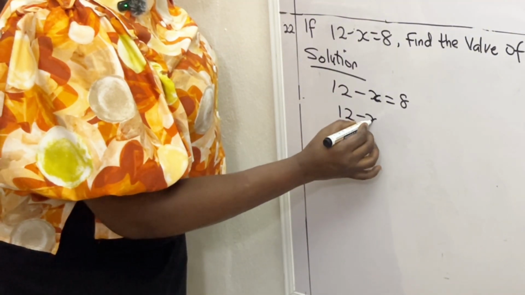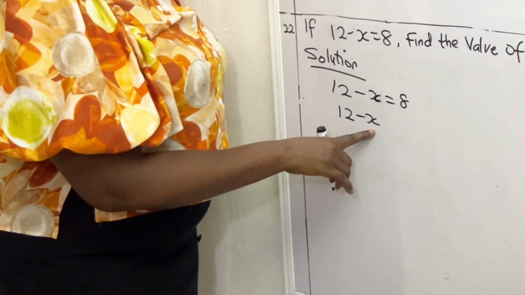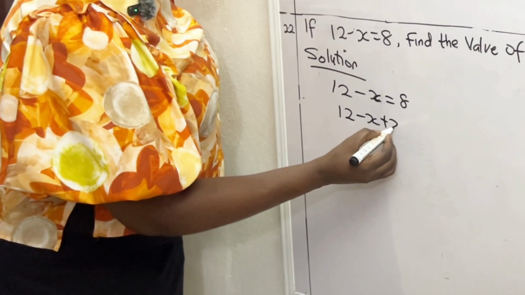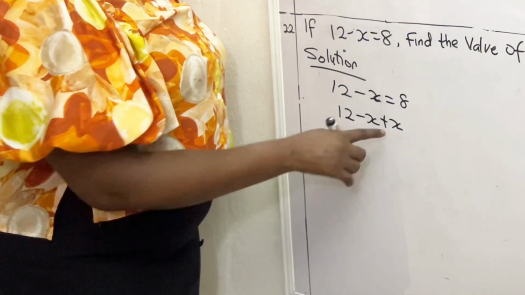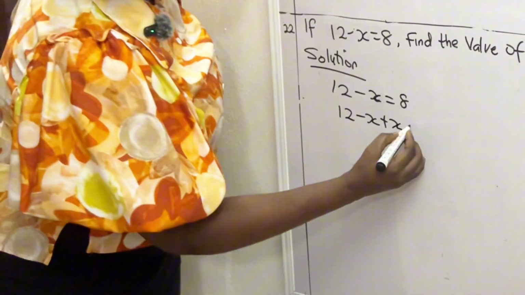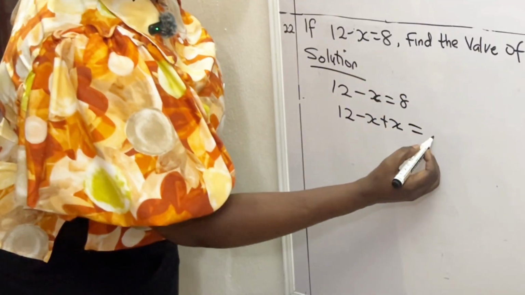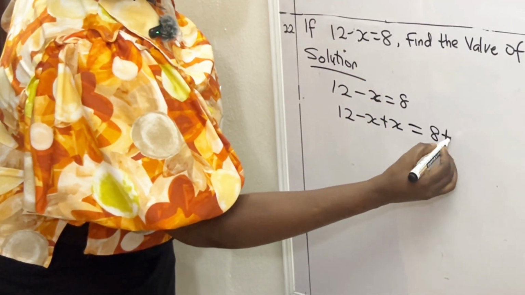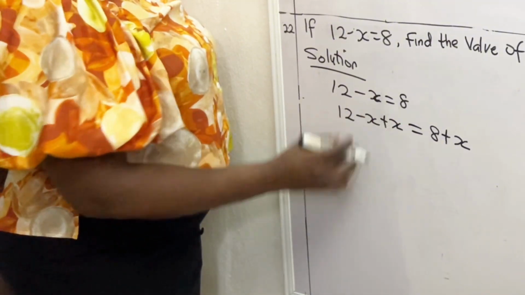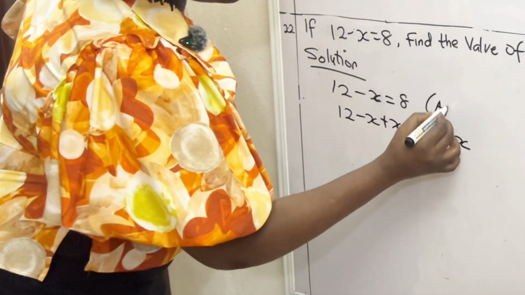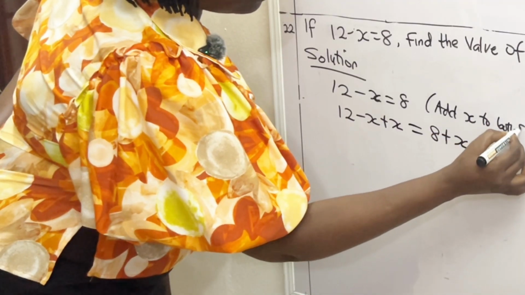12 minus x. For you to remove this x from here, for it to be 0, you have to add x. So x minus x plus x is what? That's x minus x is 0. So whatever you do to the left hand side, you do the same to the right hand side. So 8 plus x. So we have added x to both sides. So what we did was add x to both sides of the equation.